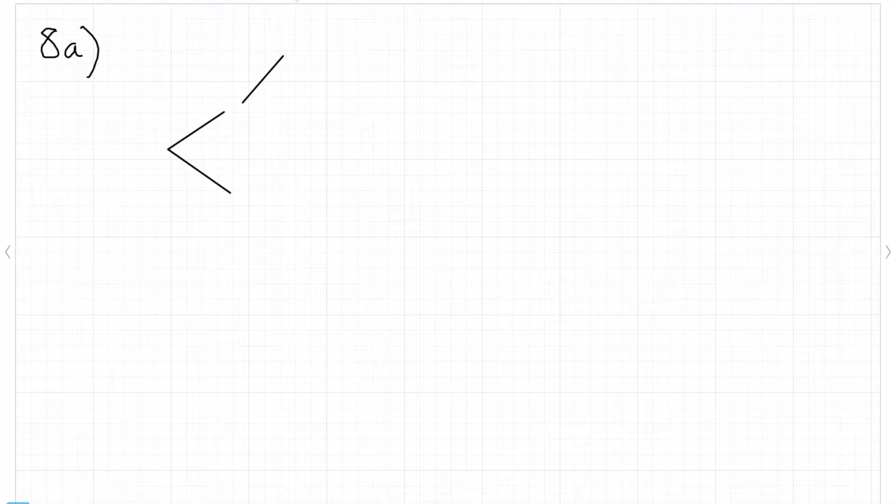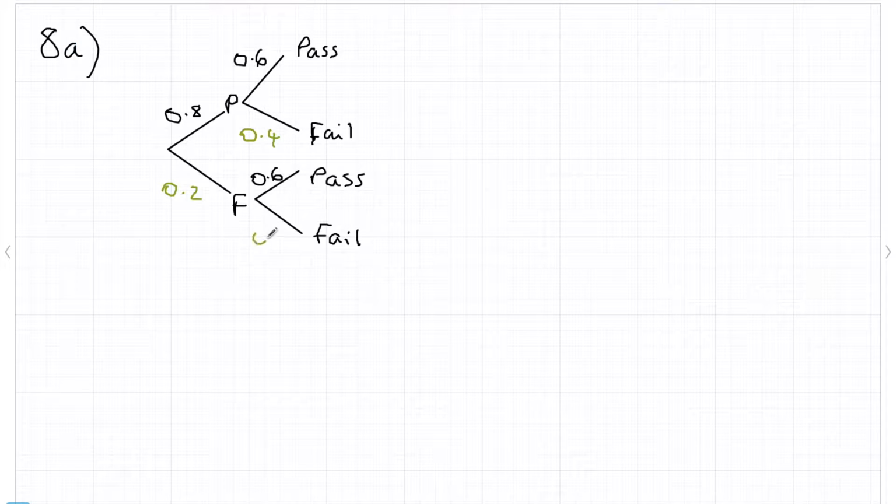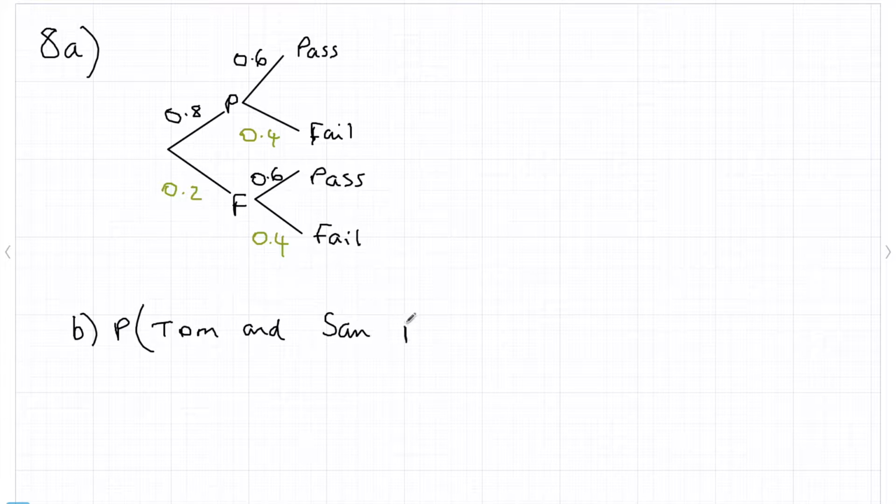Question 8 is a probability tree again. Filling in the gaps, this time not P's but actual numbers. And you've got 2 boys taking their driving test, Tom and Sam. Tom is first on the tree and then Sam. So part B, probability that they both pass is going to be given by my route marked in red.